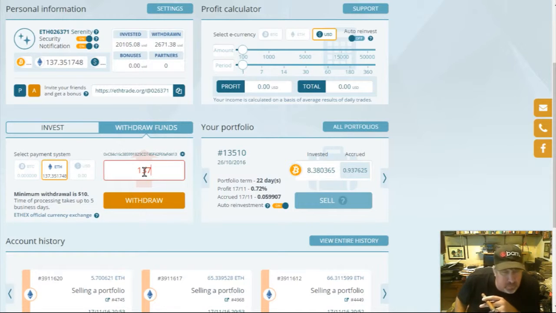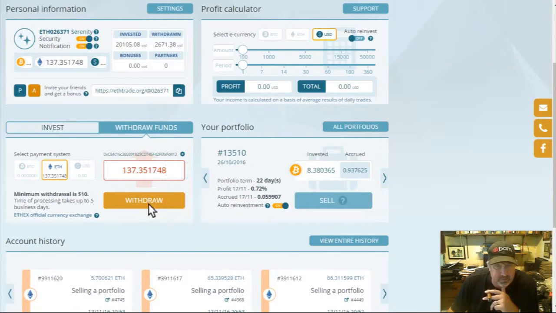And so we're going to go ahead and withdraw all of that, 137 point, I can't read what that is, 3517.48. And that's going to move that into my external Ethereum wallet. Then I can do with it what I want. I have enough Ethereum exposure in other places, and that's why I'm selling these off.